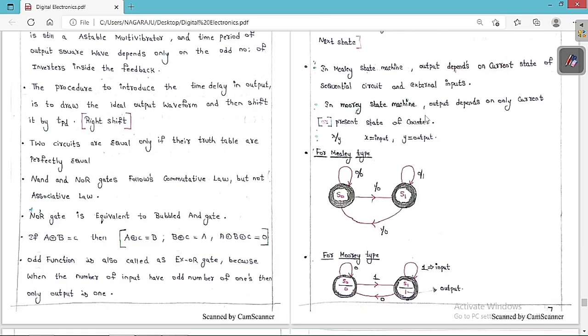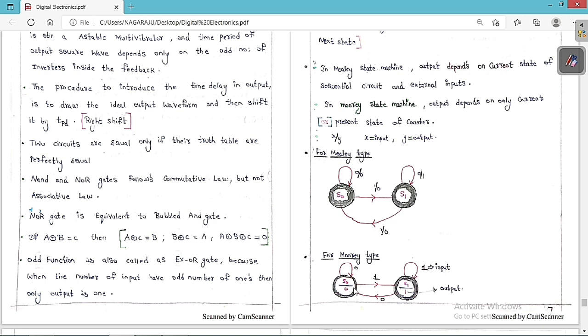Whereas in the Moore state machine, output depends only on the current or present state of the counter. You can see clearly here that for a Moore state machine, the output depends only on the state. It is independent of the input. If this is a state, the output is always equal to 0. If this is a state, the output is always equal to 1 irrespective of the input. So for a Moore state machine, output depends only on the current or present state of the machine.